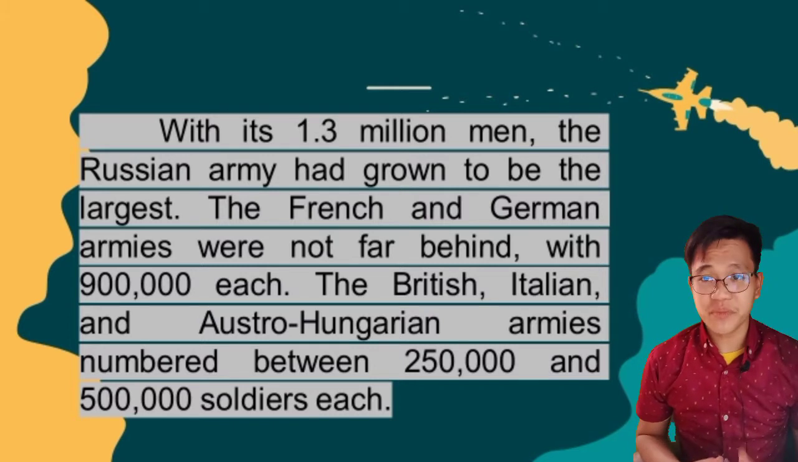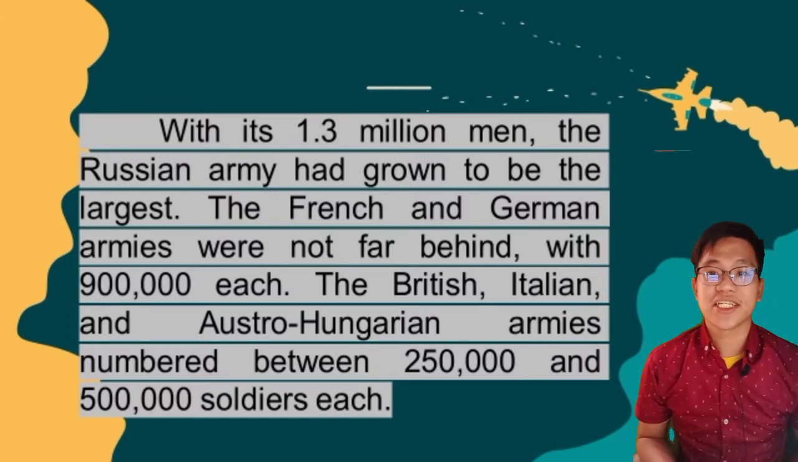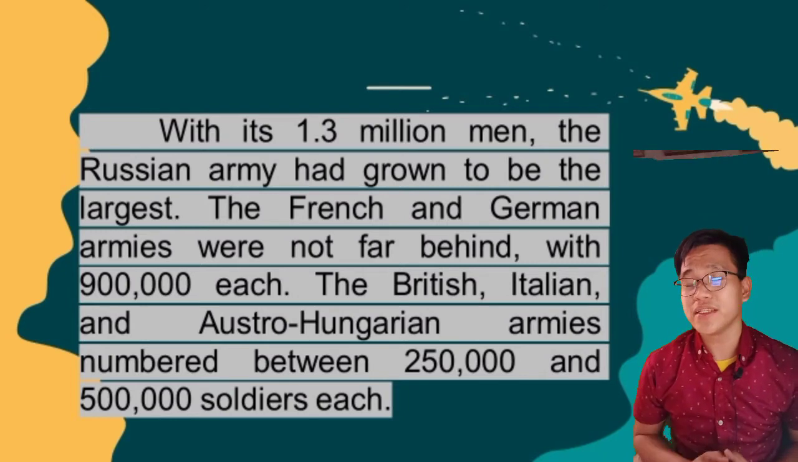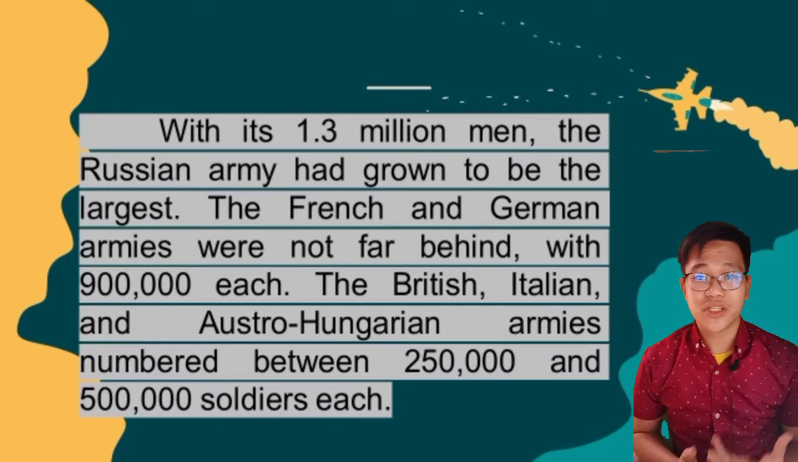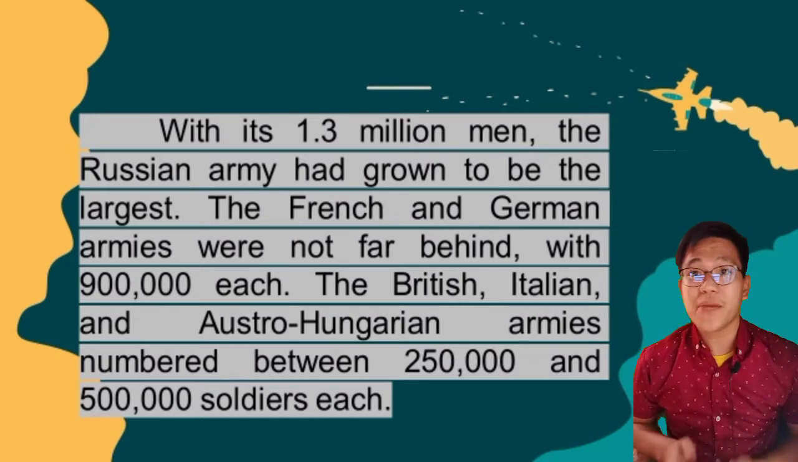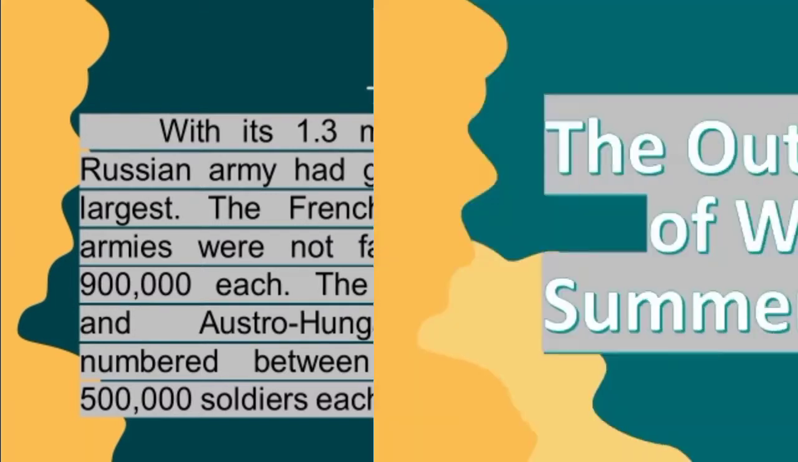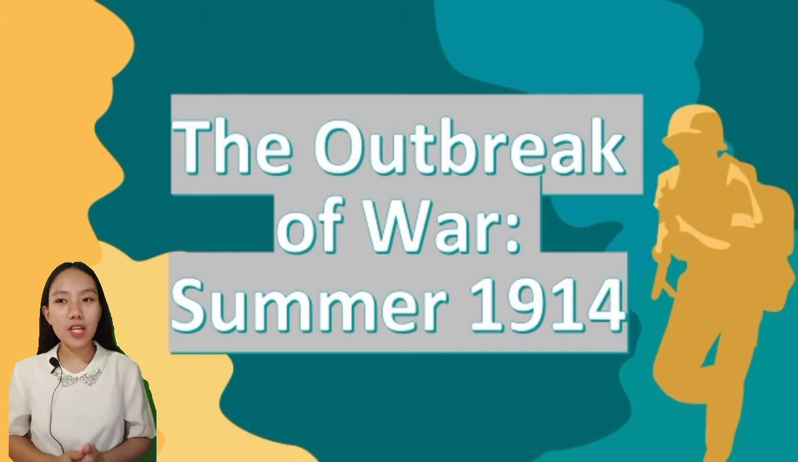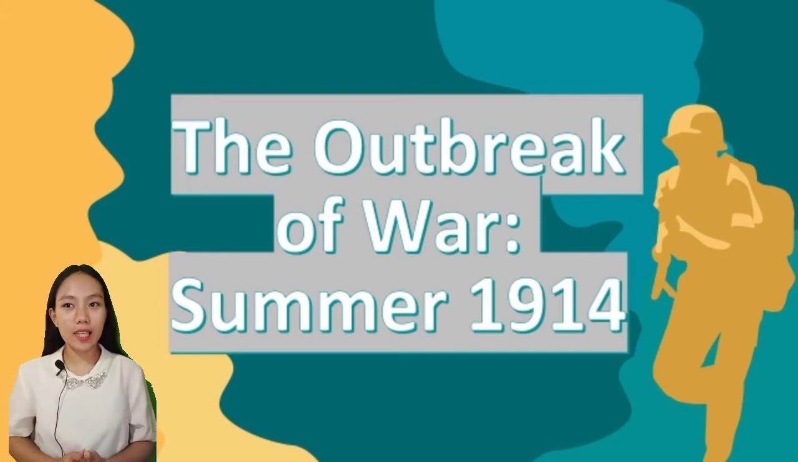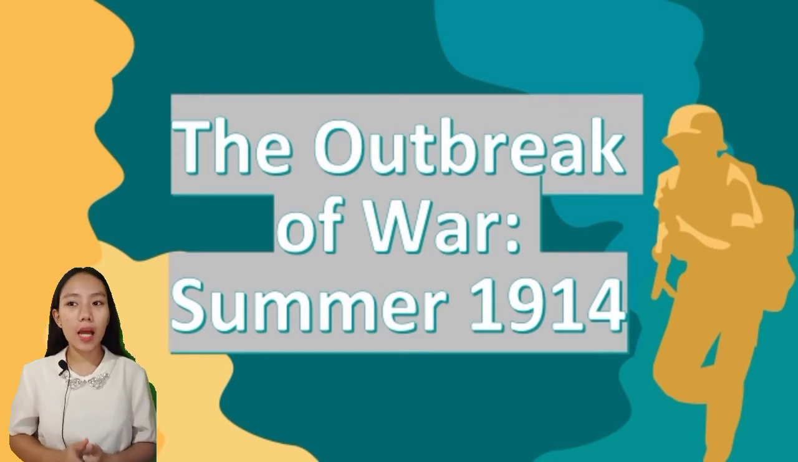With its 1.3 million men, the Russian army had grown to be the largest. The French and German armies were not far behind, with 900,000 each. The British, Italian, and Austro-Hungarian armies numbered between 250,000 and 500,000 soldiers each. Outbreak of war, summer 1914: militarism, nationalism, and the desire to stifle internal dissent may all have played a role in the starting of World War I. However, it was the decisions made by European leaders in response to another crisis in the Balkans in the summer of 1914 that led directly to the conflict.